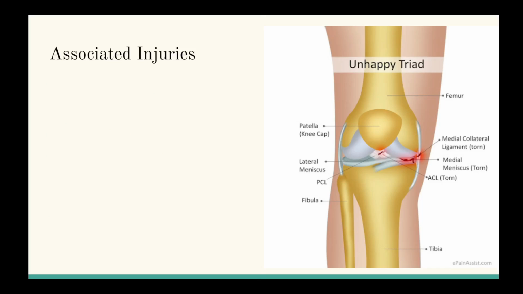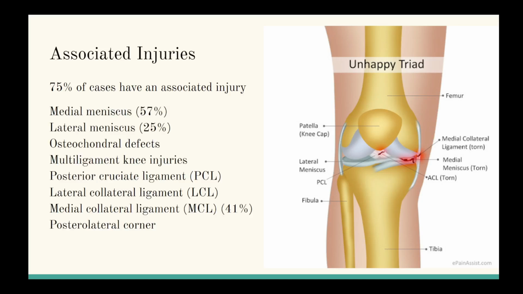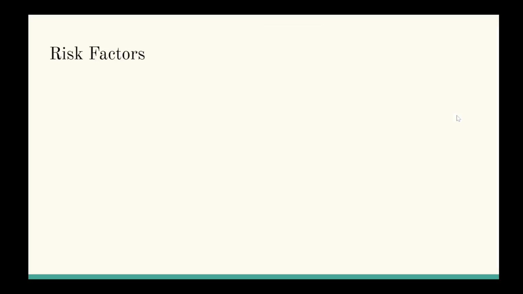There are a lot of injuries associated with ACL tears, about 3/4 of cases. Most commonly, that's going to be the medial meniscus, but it can also be the lateral meniscus. You have osteochondral defects, which is a bone cartilage kind of fracture type injury. You can have more than one ligament injured, which can include the PCL, LCL, and MCL in the posterolateral corner. And then this illustration shows the so-called unhappy triad of the knee, which is sort of controversial, but essentially you have a torn ACL, a torn medial meniscus, and a torn medial collateral ligament. So you'll see that in the literature sometimes.